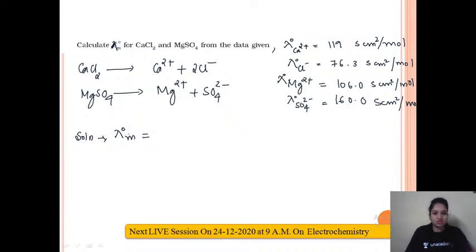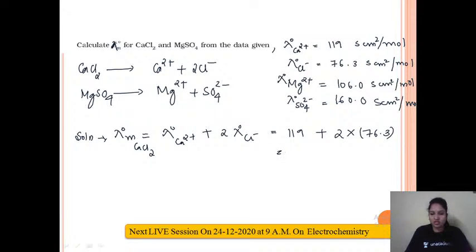So coming to the solution, lambda naught M of calcium chloride is equal to, here it is 1, so I'm not writing 1 here, lambda naught of calcium 2 plus, here the mu value is 2 moles, so 2 into lambda naught value for Cl minus. Now coming to the substitution, lambda naught of calcium 2 plus is 119 plus 2 into, what is lambda naught value for Cl minus? 76.3. So this is 119 plus 76.3 into 2.